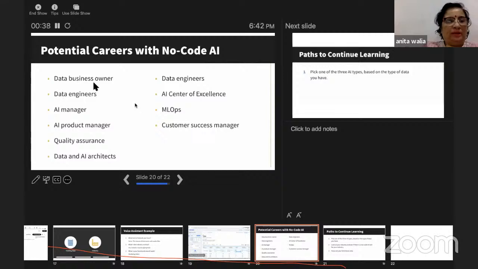For example, you have a business and you're not an engineer, you don't want to learn coding. So you can use all these. If you have a database, it is very easy for you to do all these kinds of prediction. You can become a data engineer, AI engineer, AI product manager, quality assurance, AI data and AI architect, data engineering, AI center of excellence, MLOps, and customer success managers.